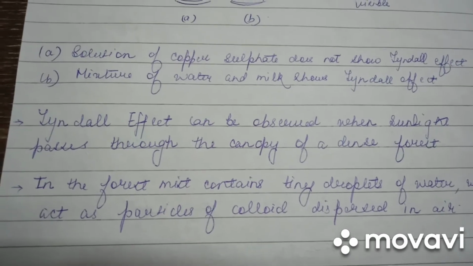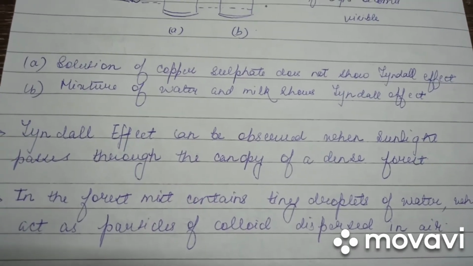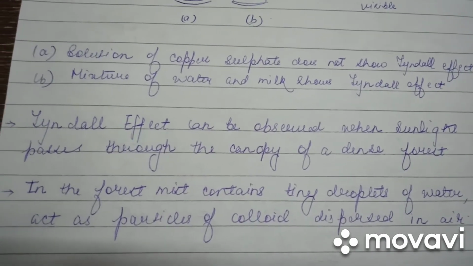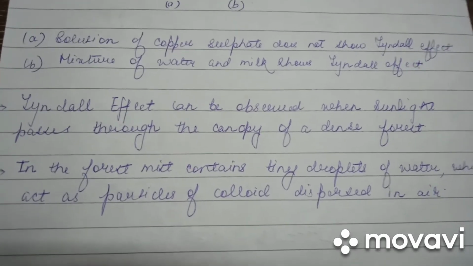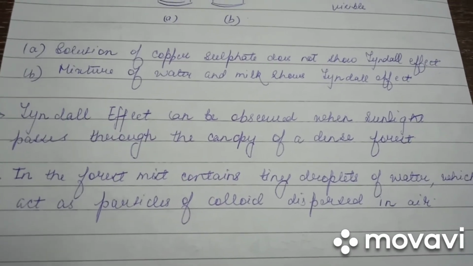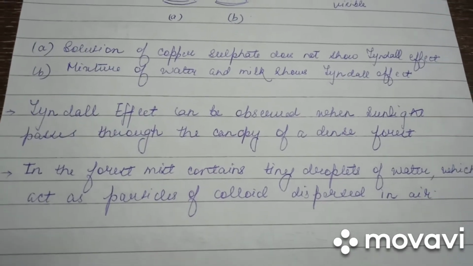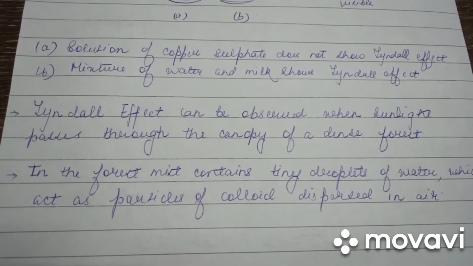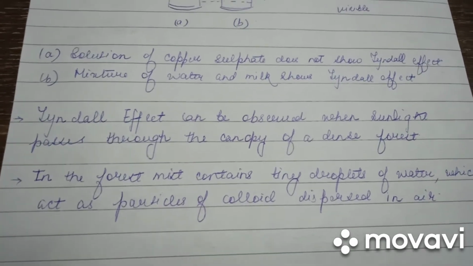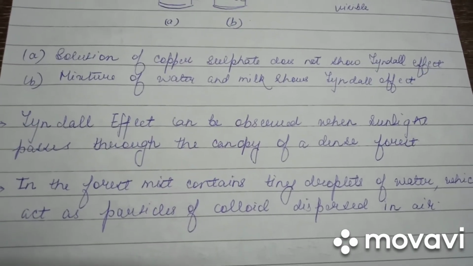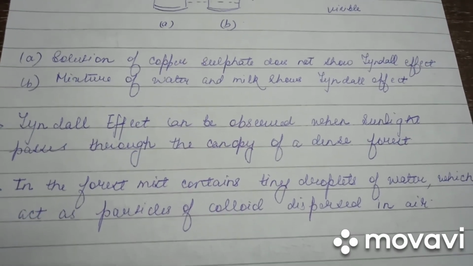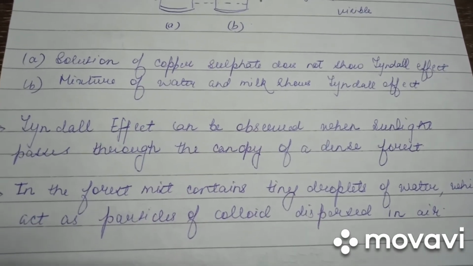The Tyndall effect can be observed when sunlight passes through the canopy of a dense forest. How come this happens? Well, in a forest, mist contains tiny droplets of water, which act as particles of colloids dispersed in air. Therefore, they scatter the beam of light, as a result of which the Tyndall effect can be observed.